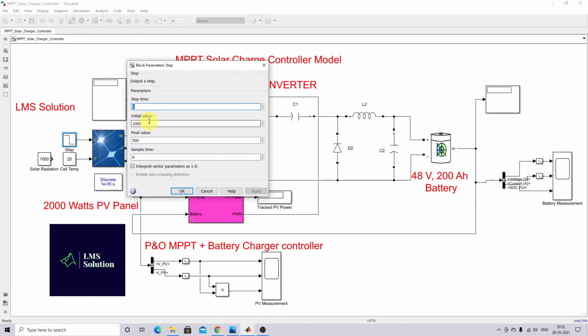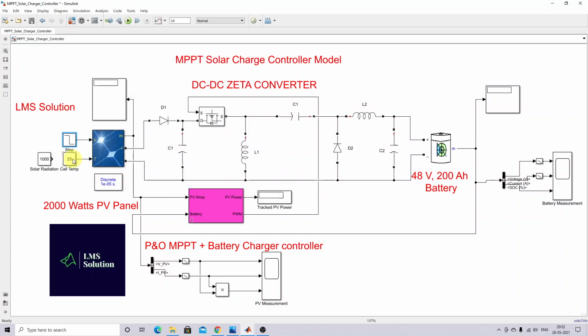Okay, so here we are creating a step change in irradiation. That means initially the irradiation is 1000 watts per meter square. After 5 seconds, the irradiation will be changed to 500 watts per meter square. And here the temperature is fixed at 25 degrees Celsius. So here I am going to simulate this model.